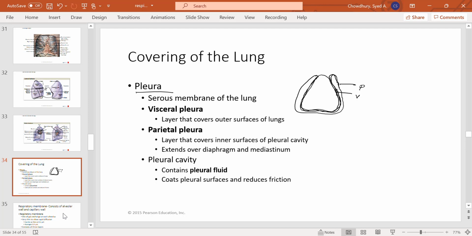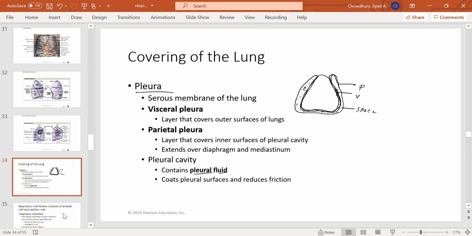The visceral is directly attached to the surface of the lung, and the space between these two is called the pleural space, or pleural cavity. This space is partially filled with fluid, and that fluid is the pleural fluid, and this fluid acts as a lubricant. So when the lung gets smaller and bigger, right, expands and recoils, the fluid between these two layers prevents friction between them.